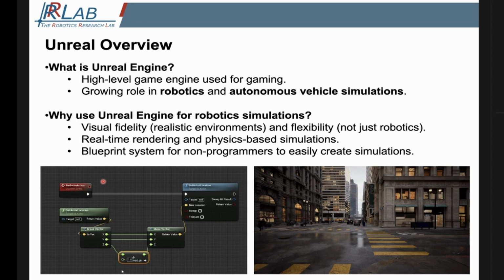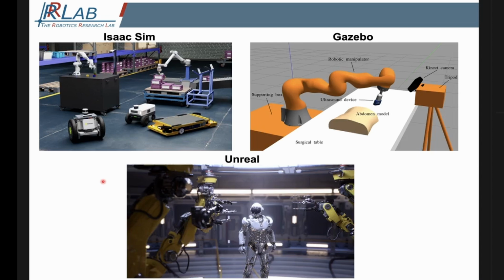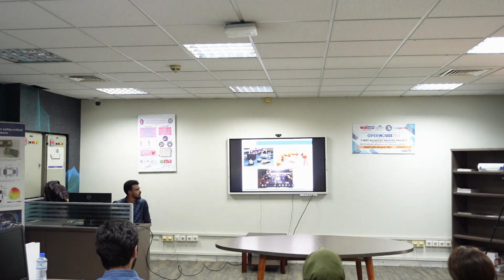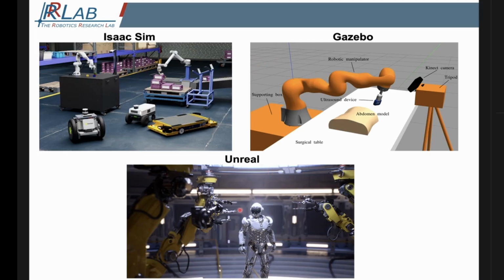We can do a lot of logic using these blocks without knowing much about programming, and we'll see more examples later on. Here is to show you how different simulations look. With Isaac Sim, you can see we can have robotics and many models, but the simulations in Gazebo and Isaac Sim are not as realistic as what we have here, as you can see down in Unreal.